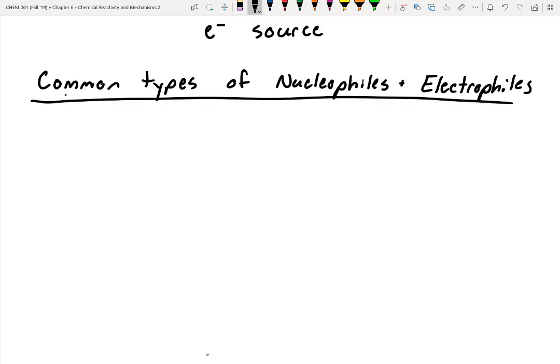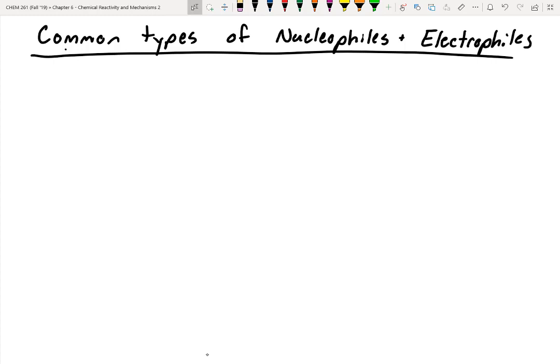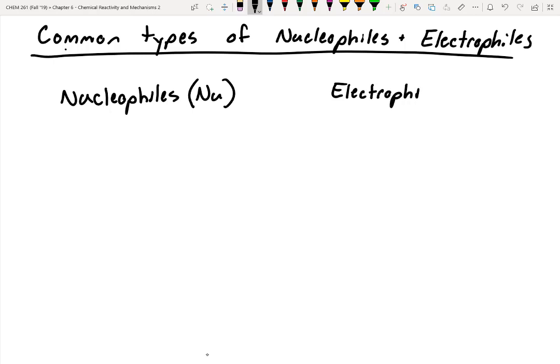All right. So let's do nucleophiles over here, and I'll just write it out. In the future, I tend to abbreviate these as NU. And then electrophiles over here, I abbreviate as E+.